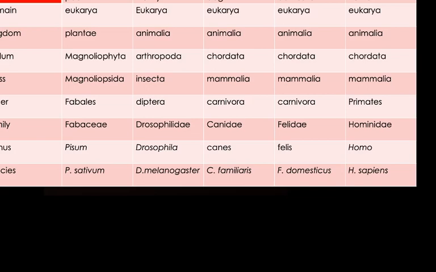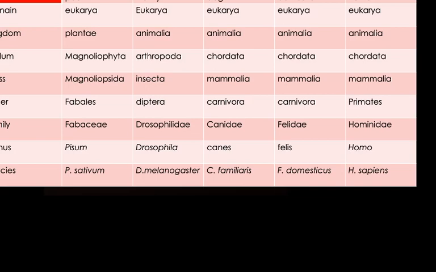Let's look at the dog, which is under the domain of Eukarya as well. Kingdom Animalia, it's one of the animals. Phylum Chordata, it has a spinal cord, a backbone. Class of Mammalia. Order, it's Carnivora, as you know, it's a carnivorous animal. The family of Canidae. Its genus is Canis, and its species is C. familiaris.